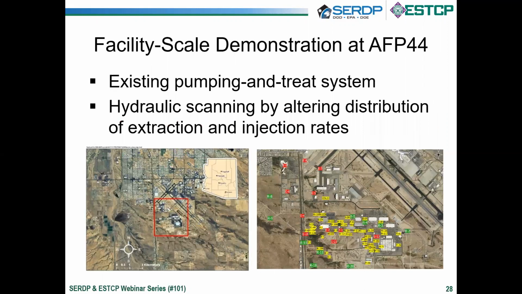The next demonstration test is a larger scale. And here we use the Air Force Plant 44 site. One of the reasons for using this site is the site already has a pump and treat system in place. So we can change the pumping distribution and obtain tomographic data for the demonstration.